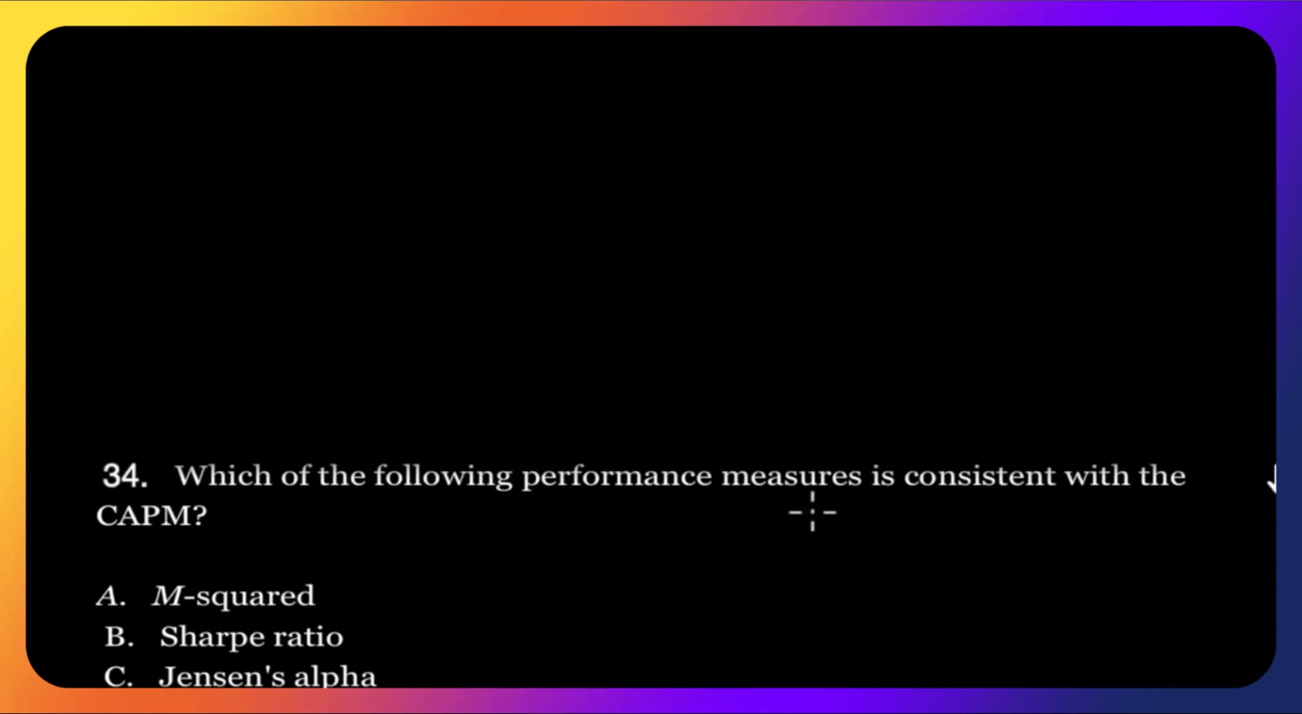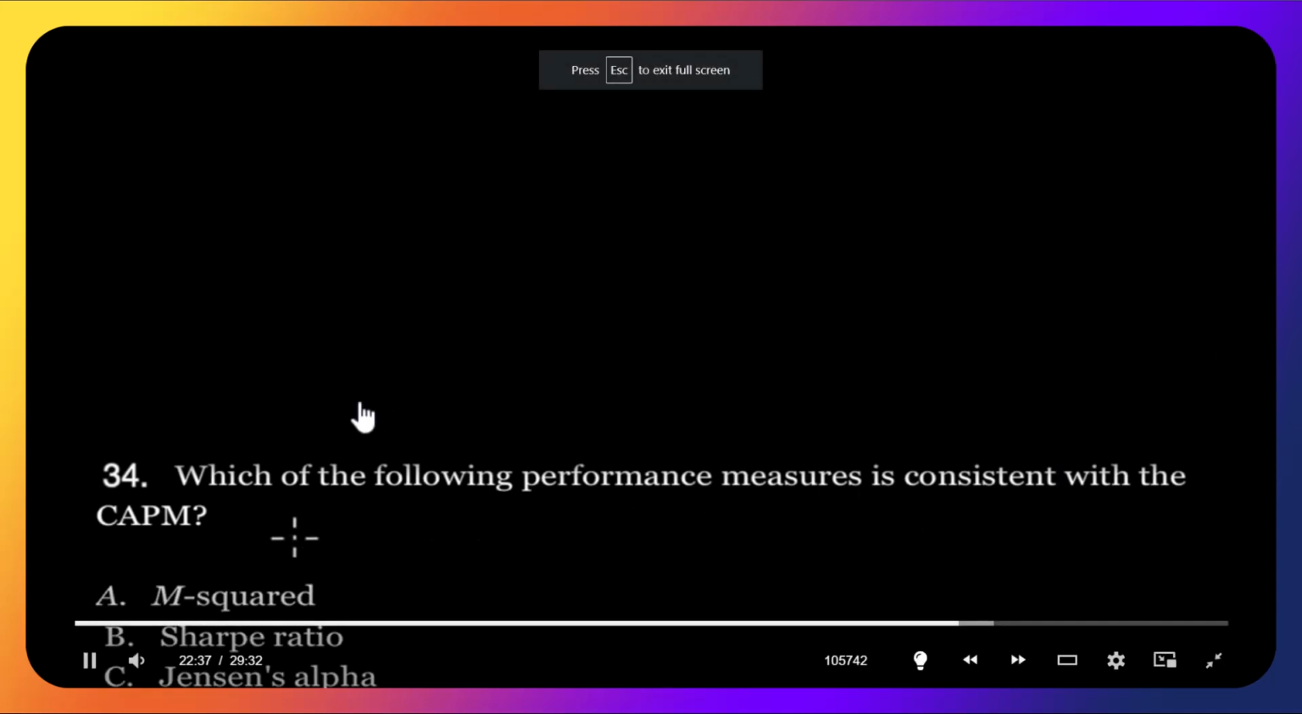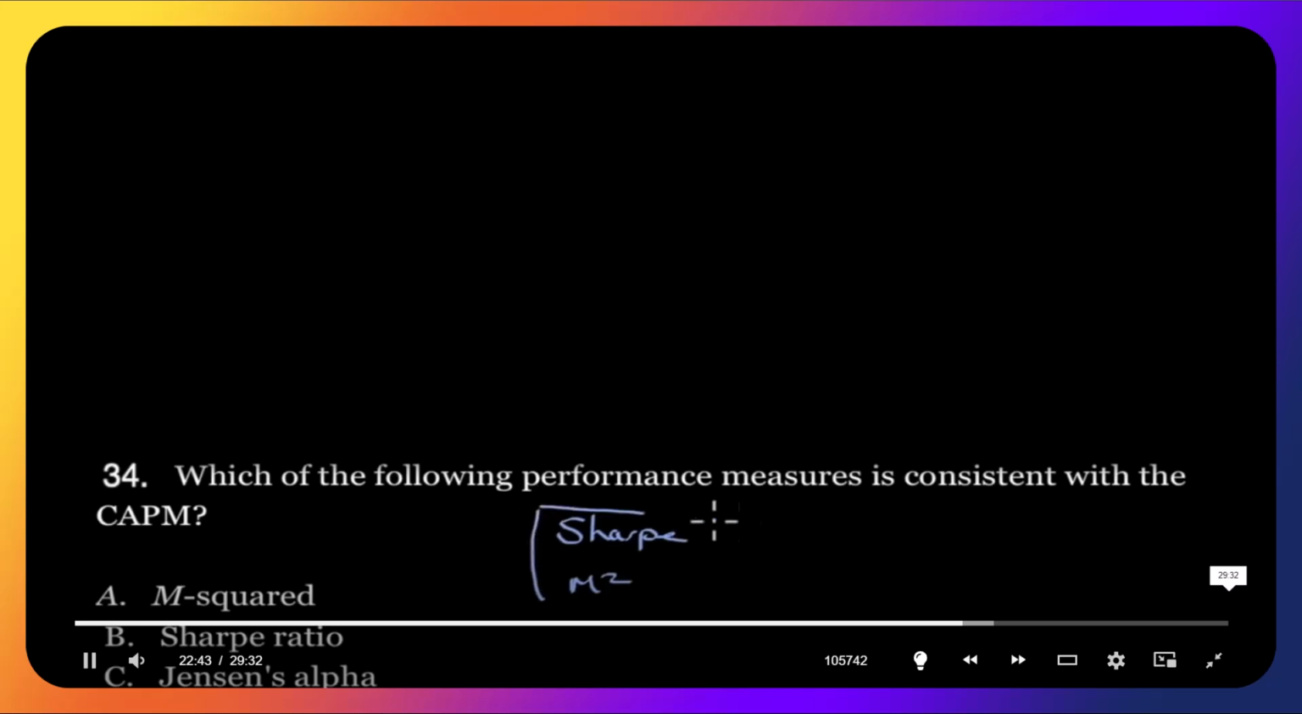Which of the following performance measures is consistent with CAPM? And we did 4 of them. You remember we did Sharpe, and we did M squared, and we said these 2 dealt with total risk. Then we did Treynor, and we did Jensen's alpha.